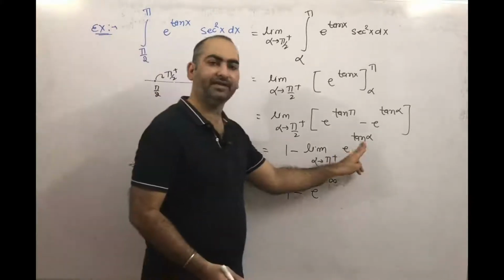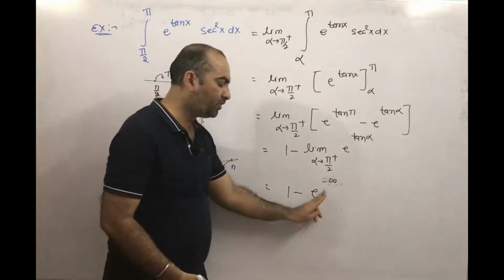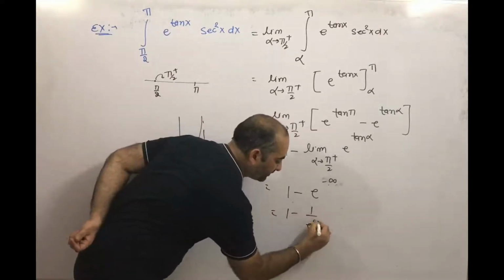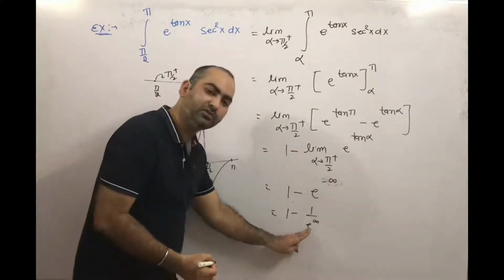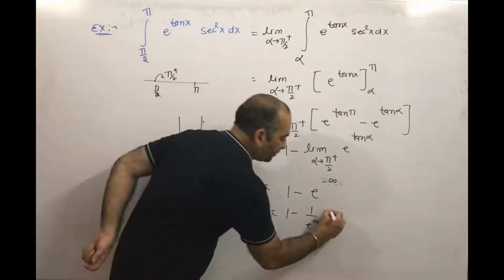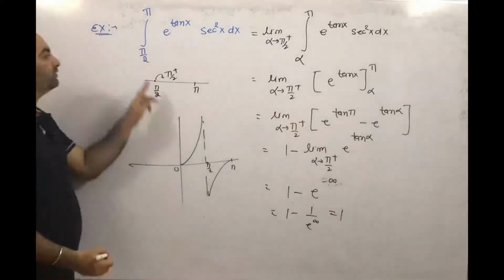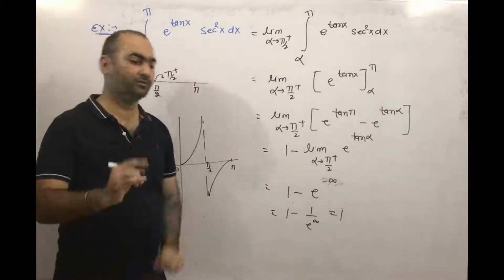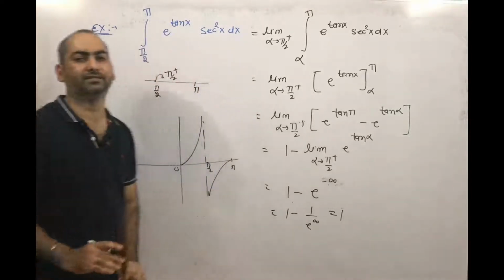So here minus infinity will come. So 1 minus e power minus infinity. This will come as 1 minus 1 by e power infinity. e power infinity is infinity, so 1 by infinity is 0. So 1 will come. So integration of pi by 2 to pi e power tan x secant square x dx is nothing but 1. This is your answer.